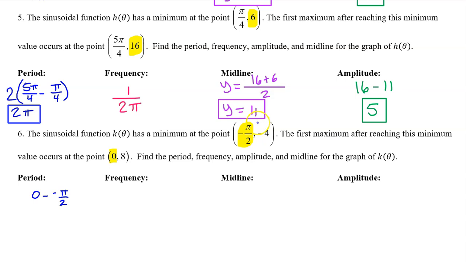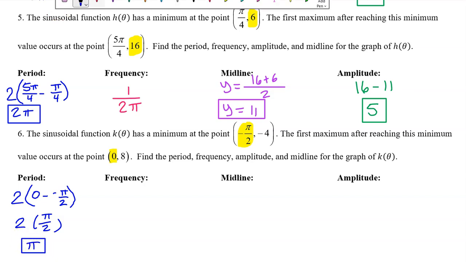The horizontal distance between consecutive max and min will be given by 0 minus negative pi over 2. This is the same as 0 plus pi over 2, or simply pi over 2. But this is half the period, so if we double it, then we have an expression for the period. So the period is 2 times pi over 2. The 2's cancel out, and the period is simply pi. The frequency will be the reciprocal of the period, so the frequency is 1 over pi.